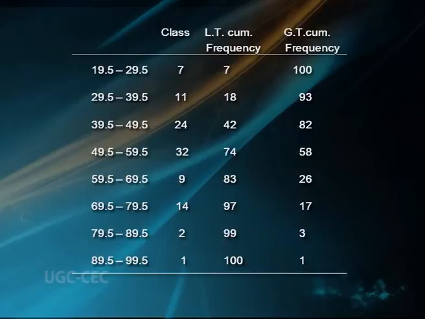Less than cumulative frequencies 7, 18, 42, 74, 83, 97, 99 and 100, because the class frequencies here are 7, 11, 24, 32, 9, 14, 2 and 1 respectively. Greater than cumulative frequencies 100, 93, 82, 58, 26, 17, 3 and 1.